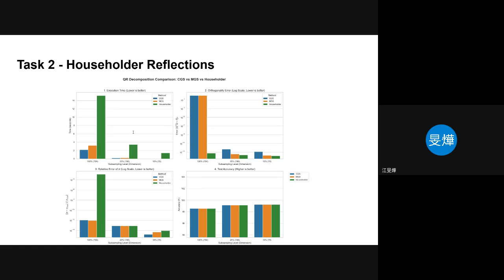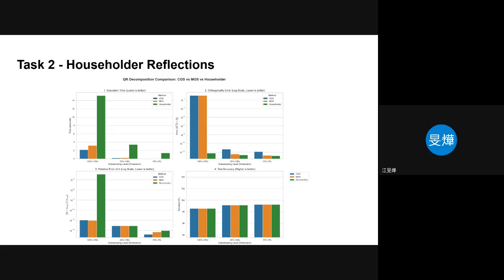And then in the bottom left chart, we look at the relative error of our solution X. At 100%, Householder finds a different specific solution than the NumPy baseline, causing a spike in the relative error. However, once we drop down to the full rank 10% dimension, all three methods converge perfectly to the true solution.